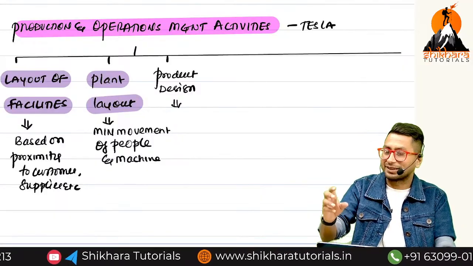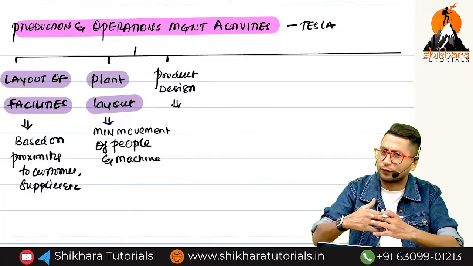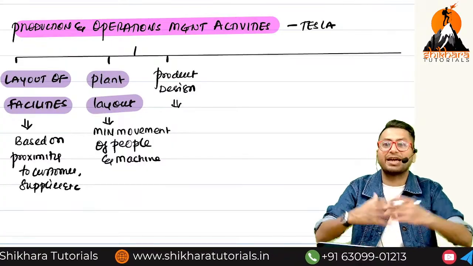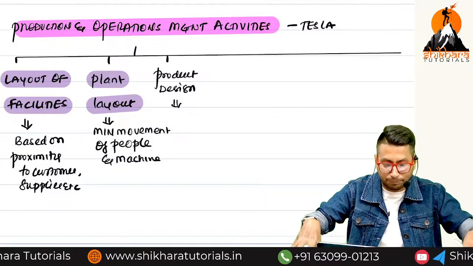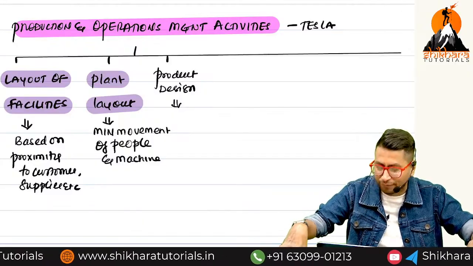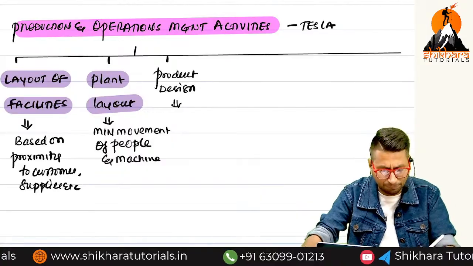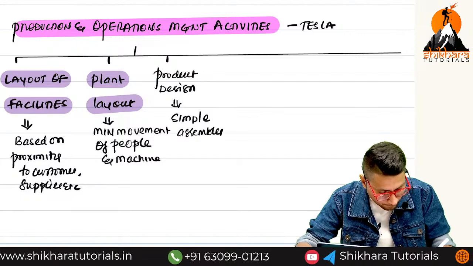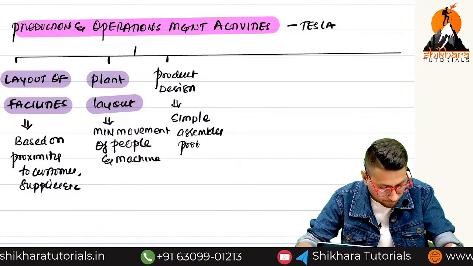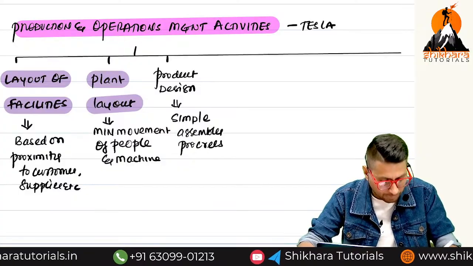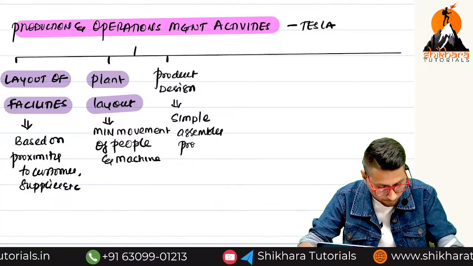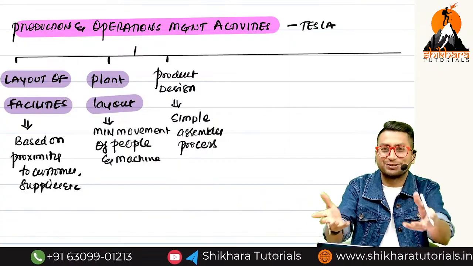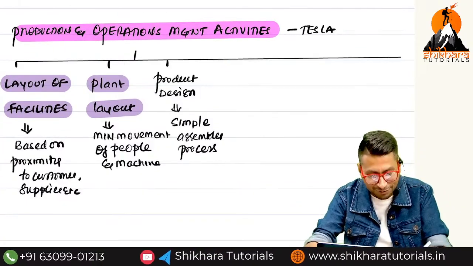Now tell me, Tesla's cars are normal cars or very highly advanced cars? That is why, in case you have a very advanced business, your product design should be complicated, or it should have a very simplified assembly process. Simple product design, simple assembly process. What is assembly? Assembly is nothing but assembling, joining, that only. Here it's not manufacturing basically.